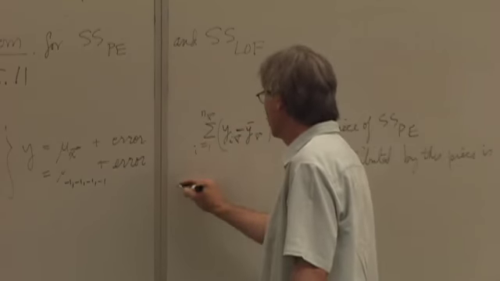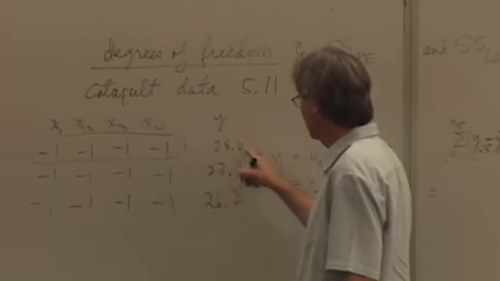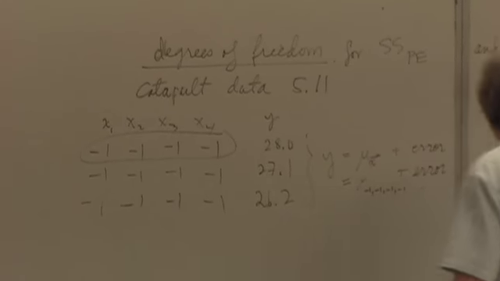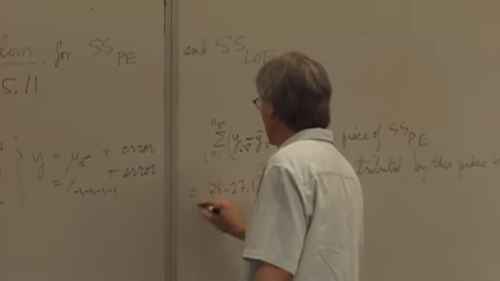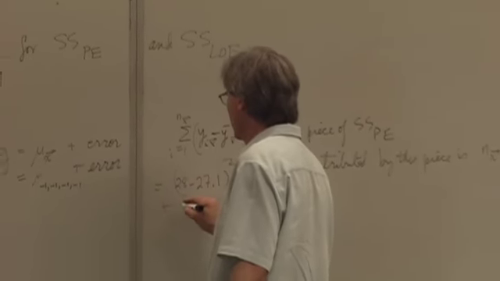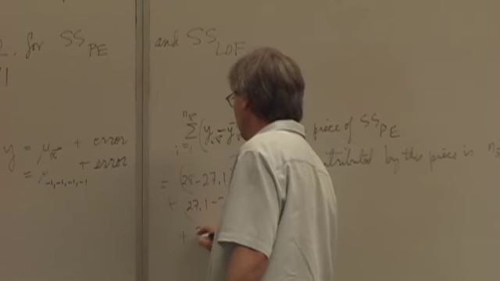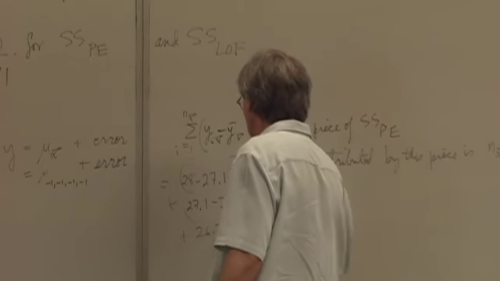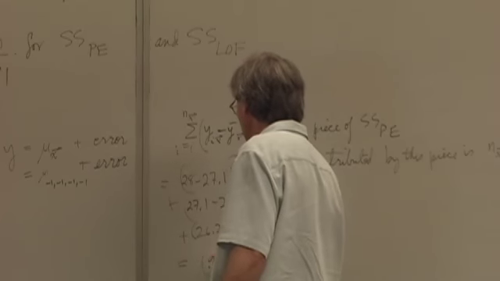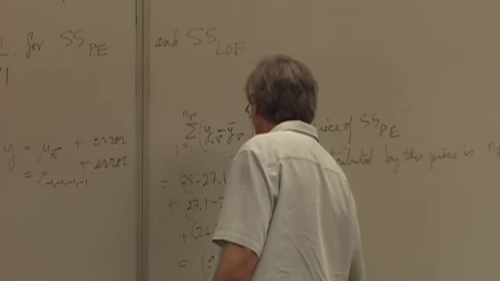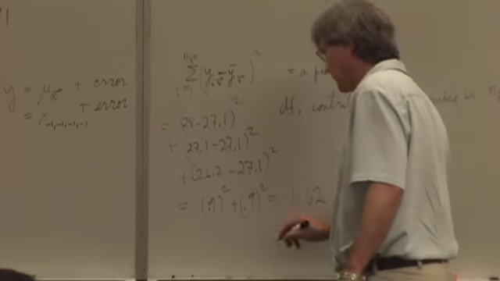So what do I mean here? What is the mean of these 3? This is quite simple, right? The mean is actually 27.1, isn't it? Okay, so this is 28 minus 27.1 squared plus 27.1 minus 27.1 squared plus 26.2 minus 27.1 squared equals 0.9 squared plus 0.9 squared plus a 0 squared, equals 1.62.